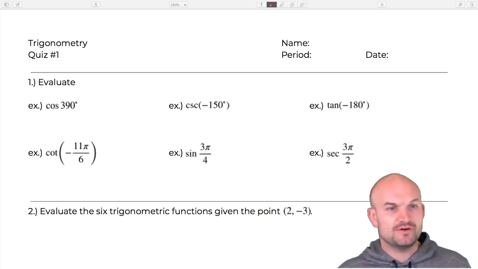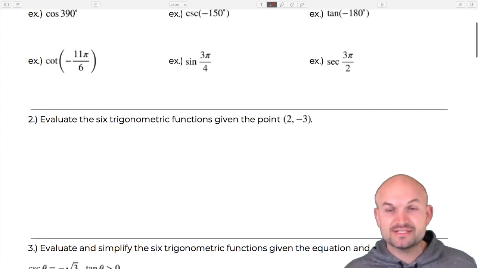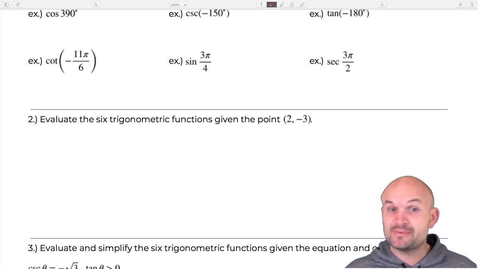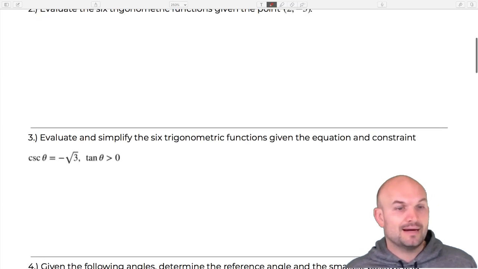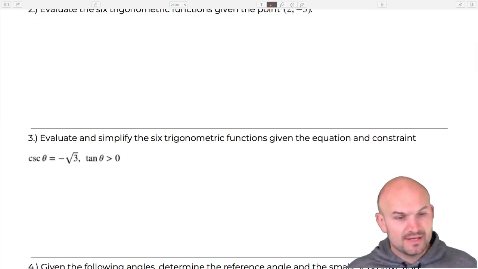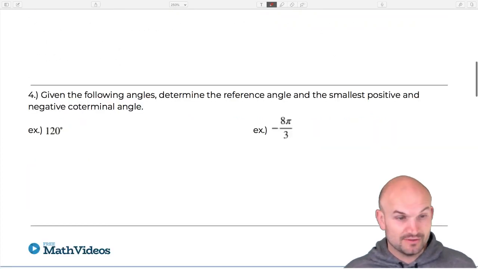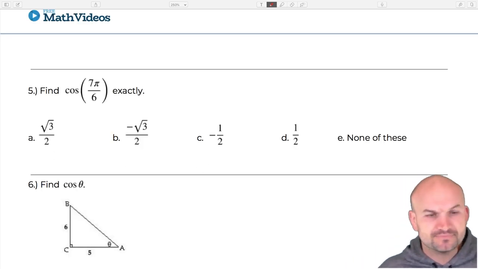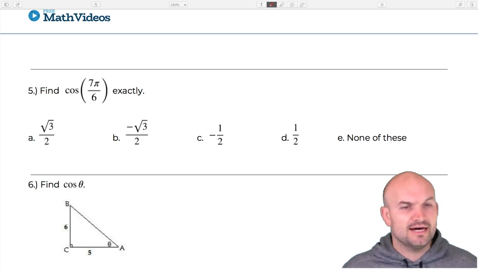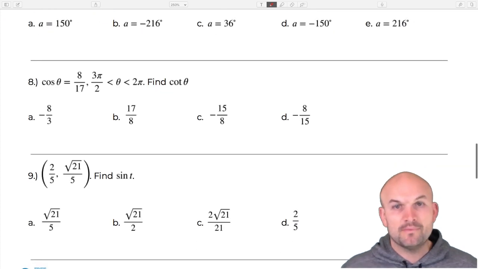In this quiz, we cover evaluating the 6 trigonometric functions. We learn how to evaluate the 6 trigonometric functions given an angle. Then we're going to talk about evaluating the 6 trigonometric functions given a point, given an equation and a constraint. And then we're going to talk about how to identify the reference angle as well as coterminal angles. And then we will finish with some multiple choice problems, dealing with, again, evaluating for an angle, given some triangles, and then converting and so on and so forth. So we're about to go and get through that.